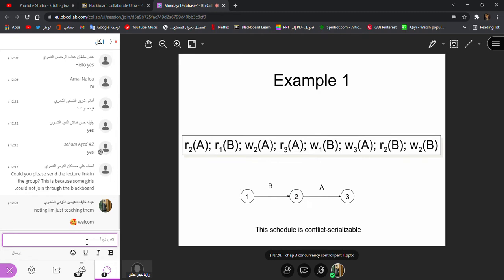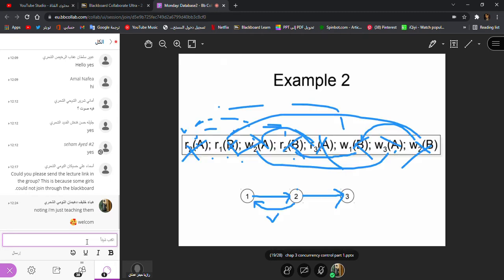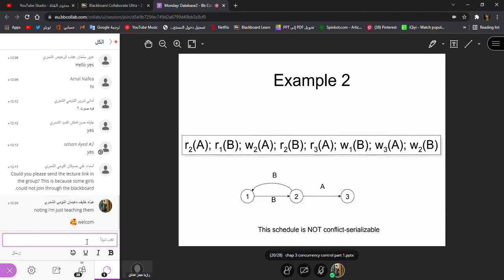So in this case, what I was drawing: look, 1 to 2, 2 to 3, no problem, there is no cycle. But then you came back from 2 to 1, so this is a cycle. Okay, so this means we have a cycle here. So this is not conflict serializable. That means we cannot change this schedule into a serial schedule.